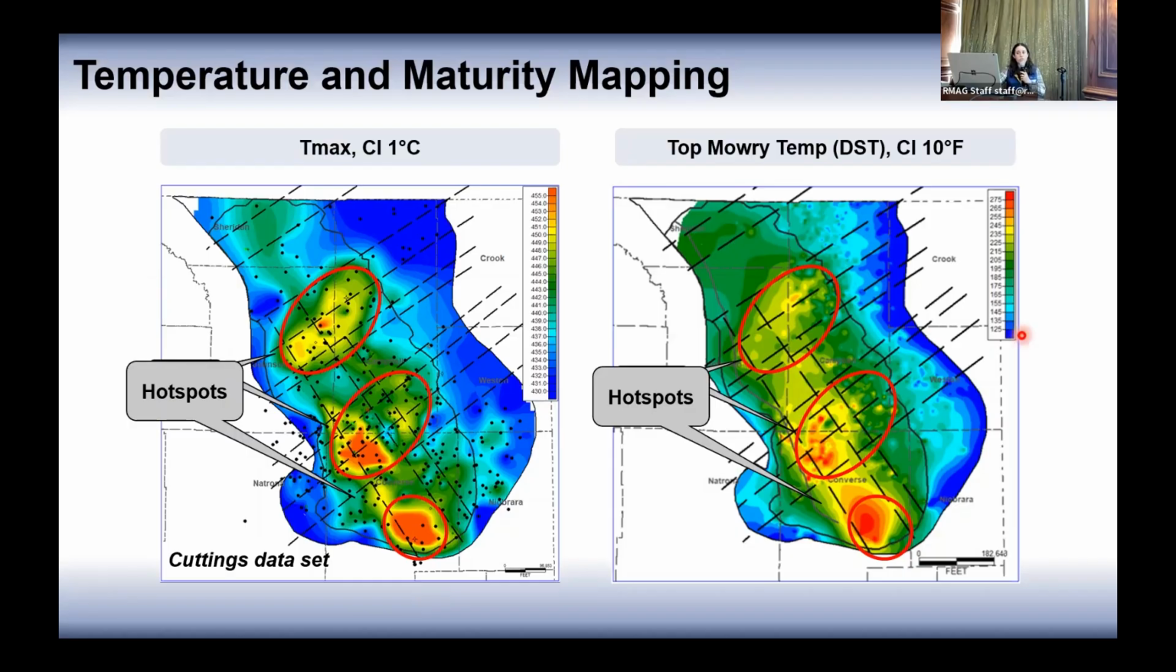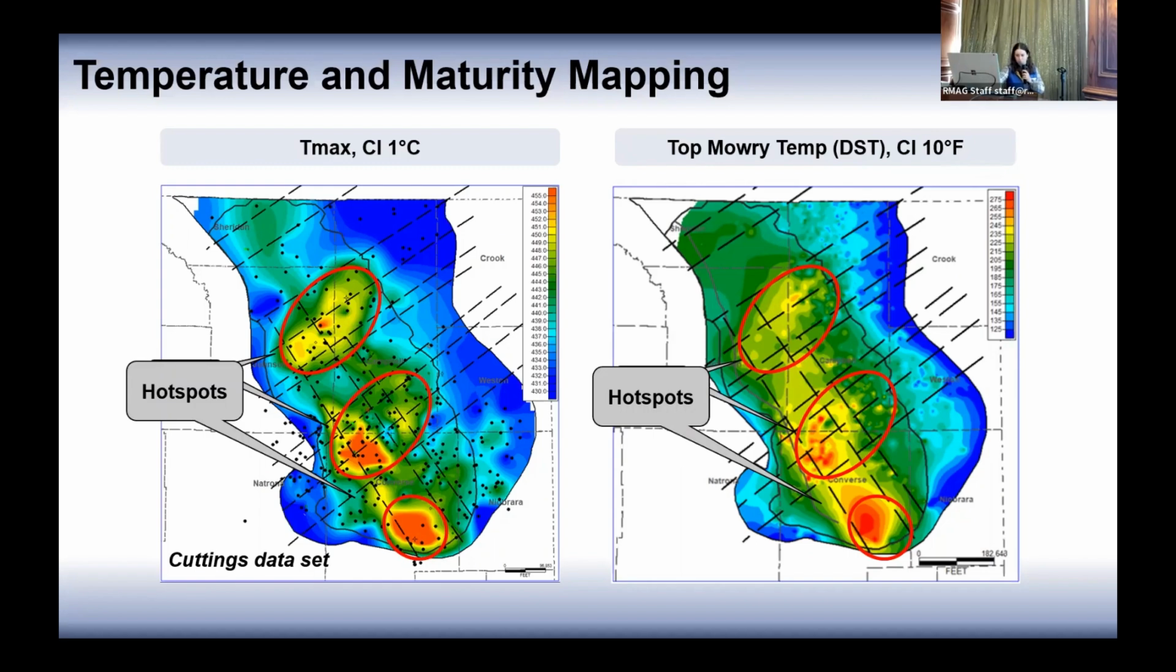You could also look at it from DSTs, so a completely independent data source can come up with the same exact hotspots. So what I've done here is map the top of the Mowry temperature by looking at DSTs taken from the Muddy all the way up to, but not including, the Niobrara, coming up with a geothermal gradient, and then applying that back toward the depth of where the top of the Mowry comes in. And so this is a contour interval of about 10 degrees Fahrenheit, and totally independent data sets, but they give you the same exact hotspots, these 3 hotspots right here. And we'll see when we look at the core data how those really are going to influence the reservoir quality of this rock.